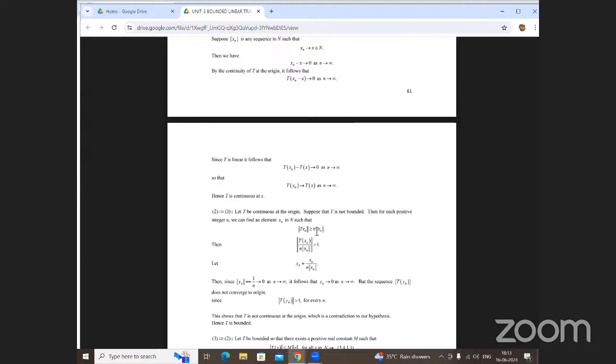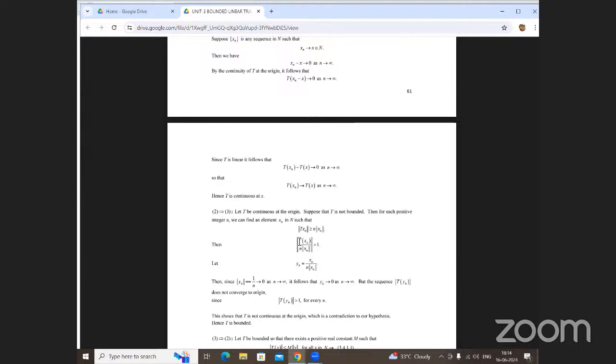Dividing on both sides by n into norm xn, in this condition norm T of xn by n into norm xn is greater than or equal to 1, because n into norm xn by n into norm xn is 1. So again, let this value be yn. So yn equals xn by n into norm xn, that is the value of y.